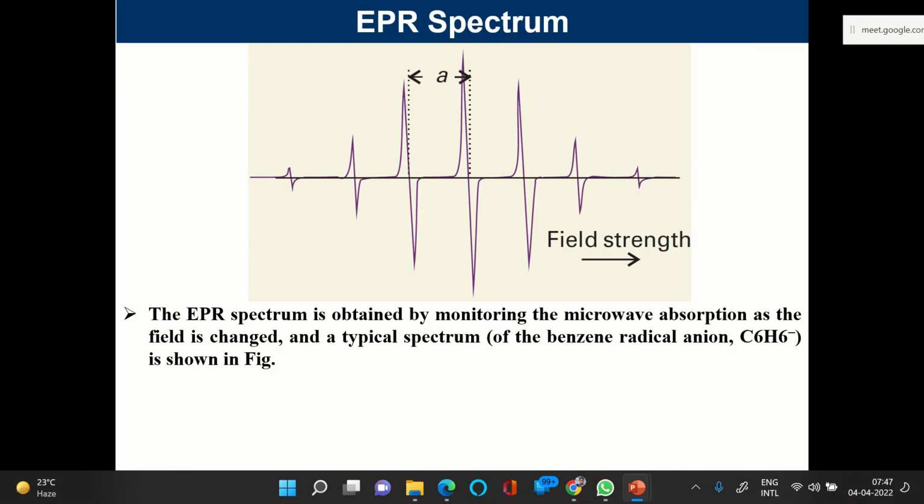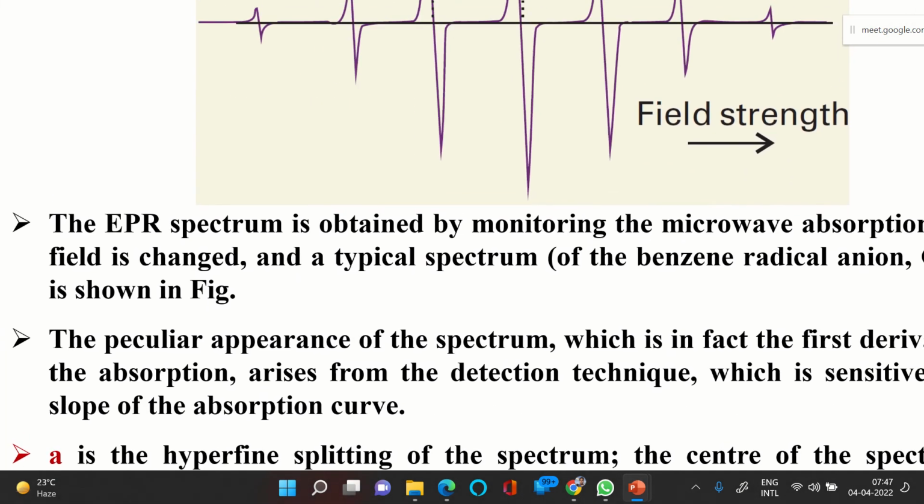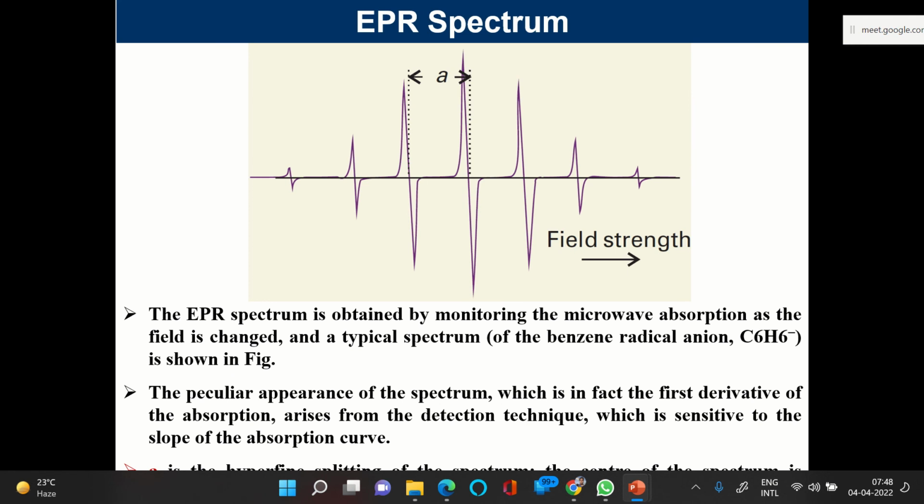Earlier, in the case of electrons, we discussed the g values. For the splitting pattern you are seeing here, A is the hyperfine splitting constant. The splitting we see here is called hyperfine splitting, which arises due to interaction of the unpaired electron with the magnetic nuclei. How many magnetic nuclei are there? There are 6 magnetic nuclei, and the hydrogen proton is magnetically active, so you have this pattern of splitting.